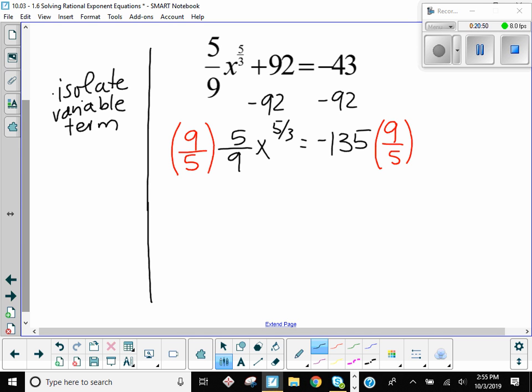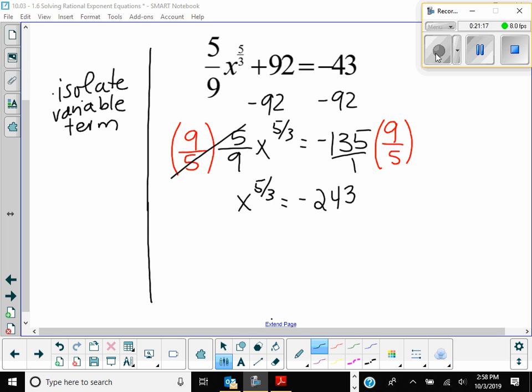So the 9/5 and the 5/9 cancel each other out, leaving me x to the 5/3. And then on the right, you're essentially multiplying fractions across the top, across the bottom. Do your division, negative 243. And here is where I'm going to let you finish by yourself. So take a moment and do that.